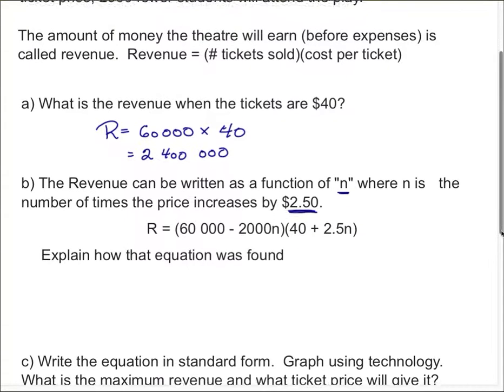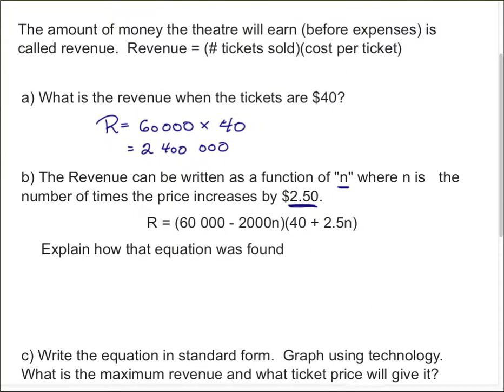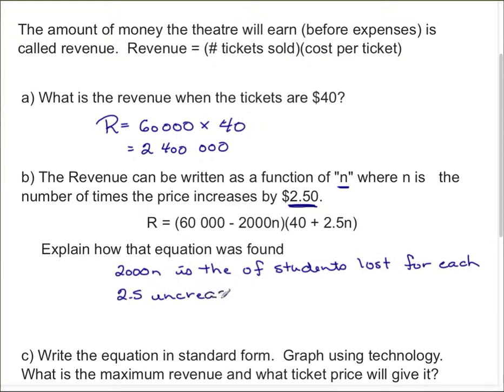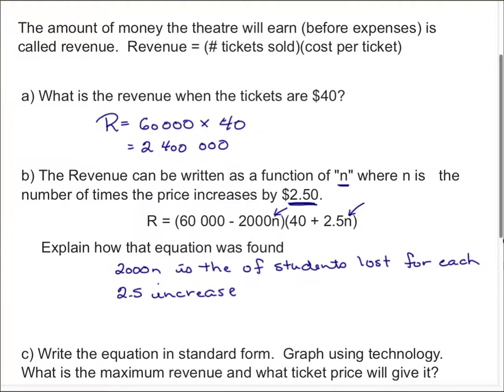How was the equation found? Well, it was found by tacking on this 2,000. n is the number of students lost for each $2.50 increase. Okay, so every time I increase this by 1, this gets increased by 2,000. So we lose another 2,000 people.